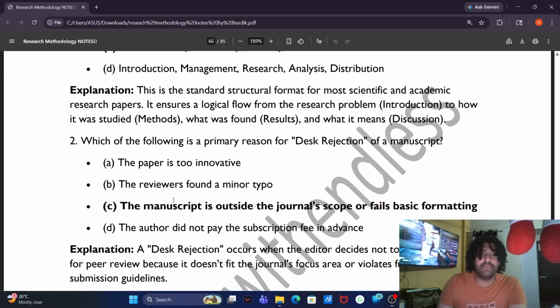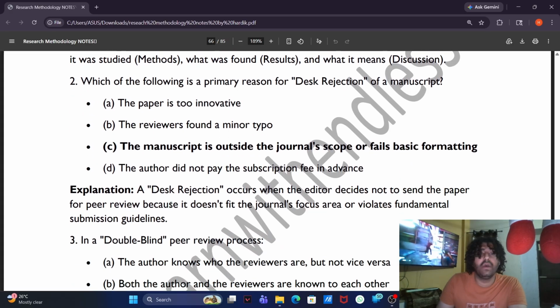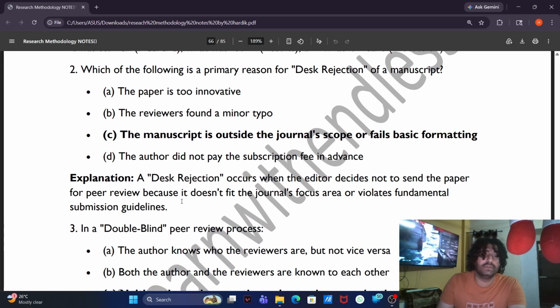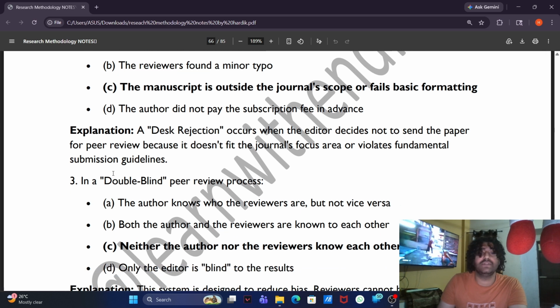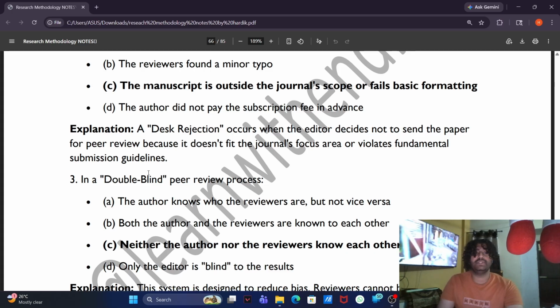Which of the following is the primary reason for desk rejection of a manuscript? The manuscript is outside the journal scope or fails basic format. And here's the explanation. A desk rejection occurs when the editor decides not to send the paper for peer review because it doesn't fit the journal's focus area or violates fundamental submission guidelines.